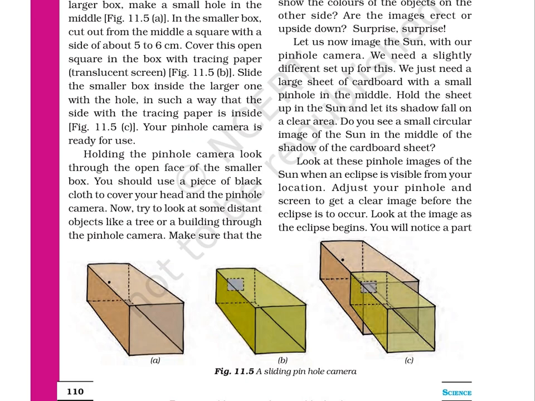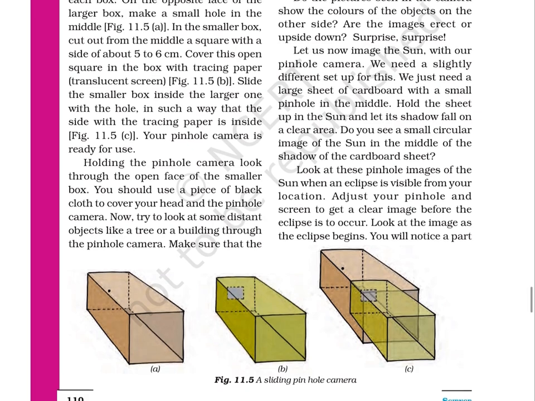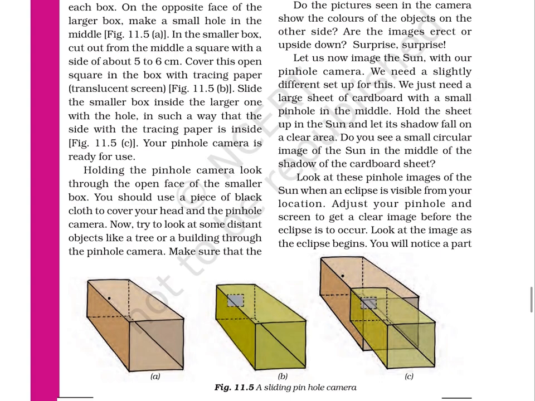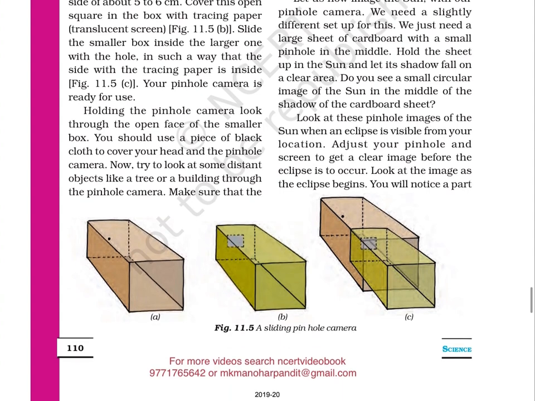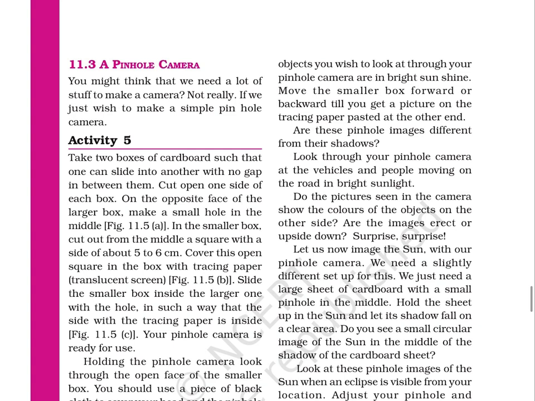Hold the pinhole camera, look through the open face of the smaller box. You should use a piece of black cloth to cover your head and the pinhole camera. Now try to look at some distant objects like a tree or a building through the pinhole camera. Make sure that the objects you wish to look at through your pinhole camera are in bright sunshine. Move the smaller box forward or backward till you get a picture on the tracing paper pasted at the other end. Are these pinhole images different from their shadows?